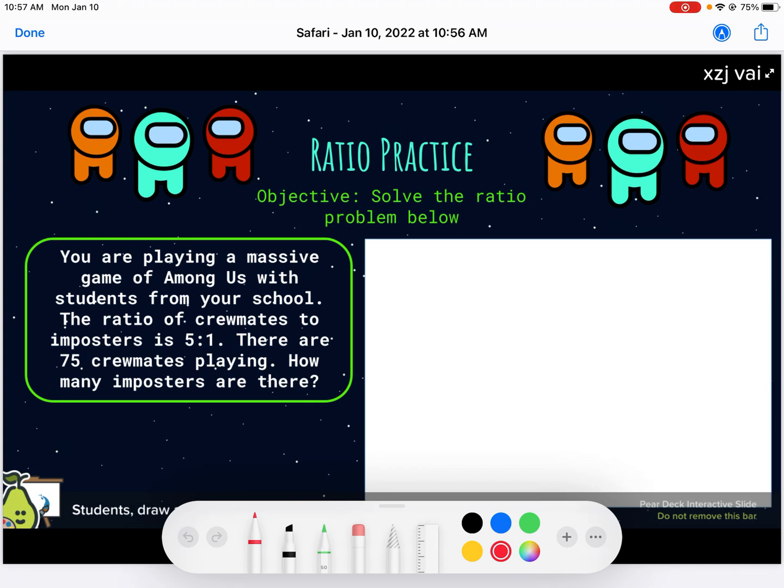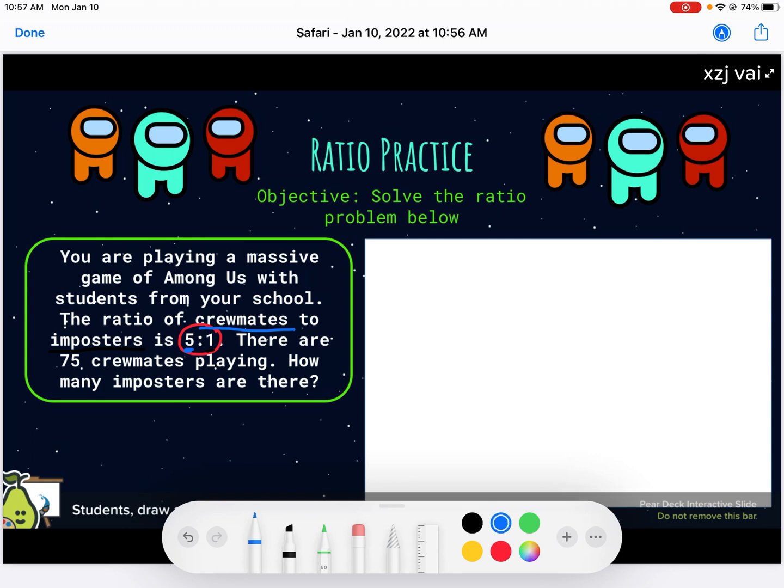All right, so of course our ratio is going to be important in a ratio problem. Our ratio is 5-1. What is each part of that reference? Well, first, the ratio of crewmates, that would go with the first number, which is 5. And then the second would go with the second. So imposters would go with the 1.